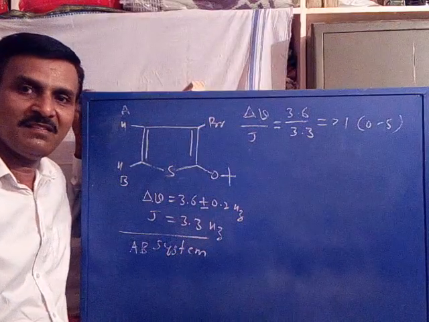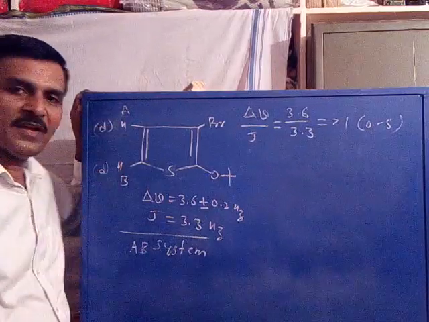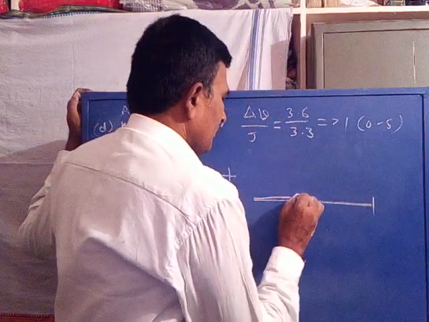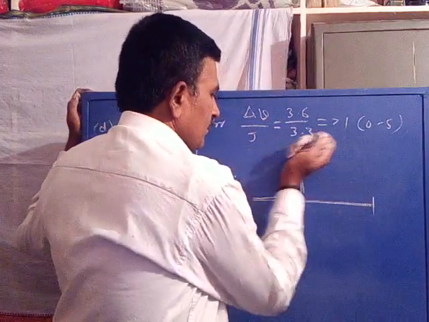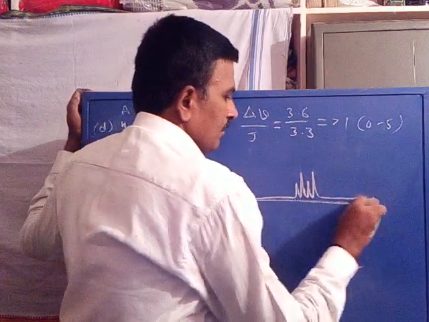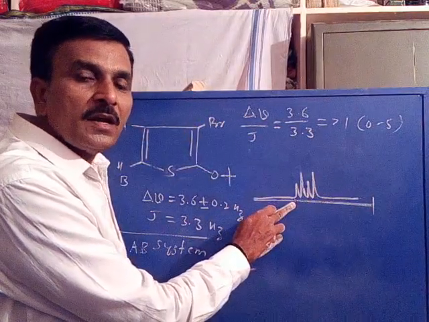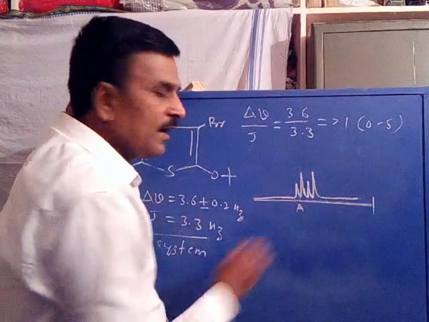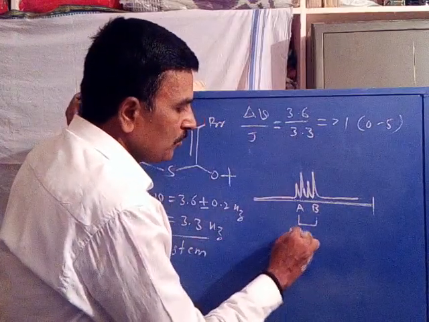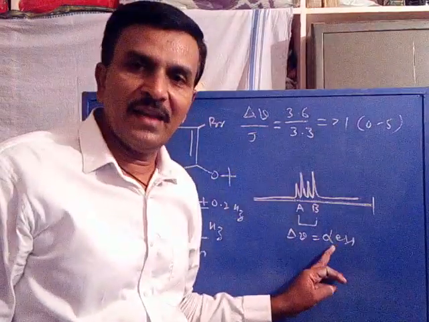This becomes AB system. Now a doublet appears for A, a doublet also appears for B. Now it's a spectrum. There are two doublets in the spectrum with distorted intensity. One doublet corresponds to A, the other doublet corresponds to B. The delta nu between these two is less. The frequency difference between the two signals is less.